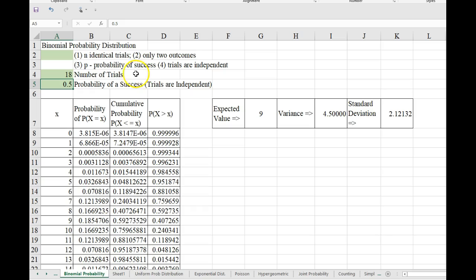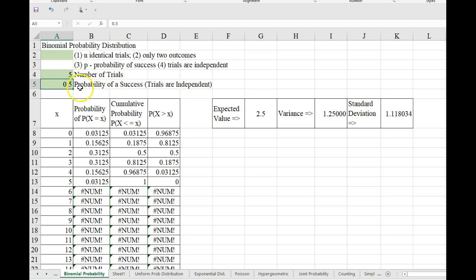So the problem that we're going to use as a demonstrator is the problem that asked, in a family of 5 children, what is the probability of having 3 or more boys? So the wording of the problem defines a success as having a boy. We could just as easily define a success as having a girl. So we're going to have 5 children. So the number of trials is 5. The probability of success in this case is 0.5.